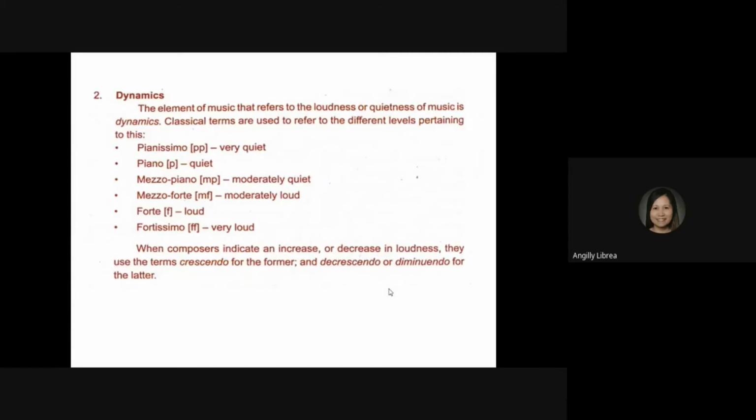Next one, guys, is dynamics. The element of music that refers to the loudness or quietness of music is dynamics. Classical terms are used to refer to the different levels pertaining to this, like pianissimo, piano, mezzo piano, and mezzo forte, forte, and then fortissimo. When composers indicate an increase or decrease in the loudness, they use the terms crescendo to increase, and decrescendo to decrease, or diminuendo for the latter.